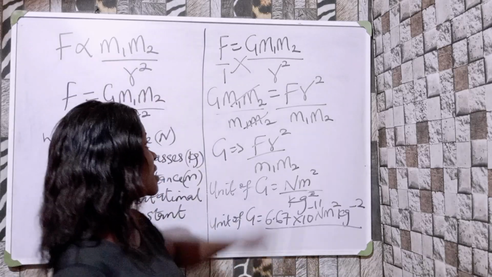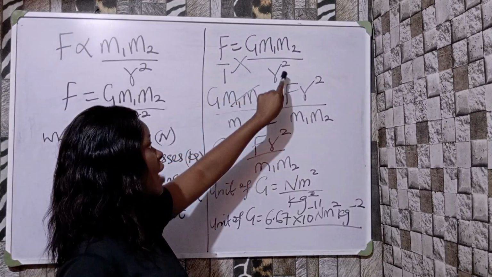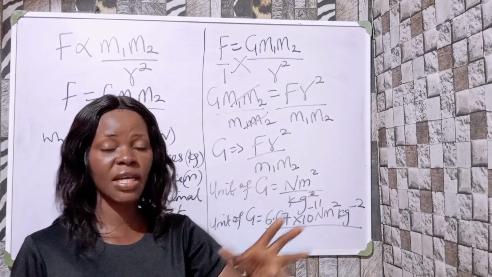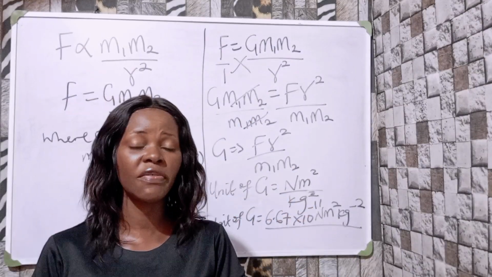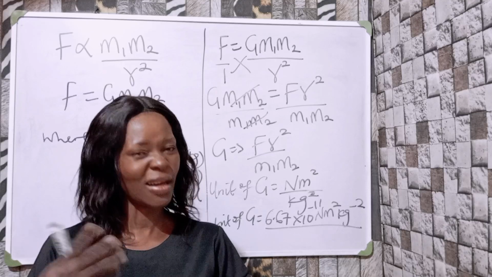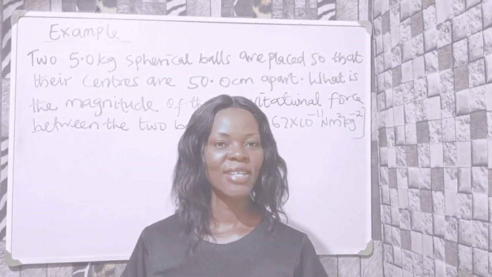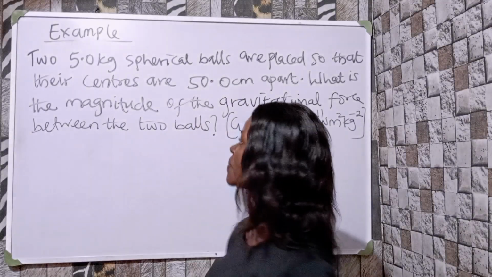If you are given the masses, we already know G. If you are given the masses m1, m2 and the distance separating the two objects in the universe, we can actually get the gravitational force between them. So let us look at an example so that you can understand what I mean by that. Okay, so let's look at this example on the board.